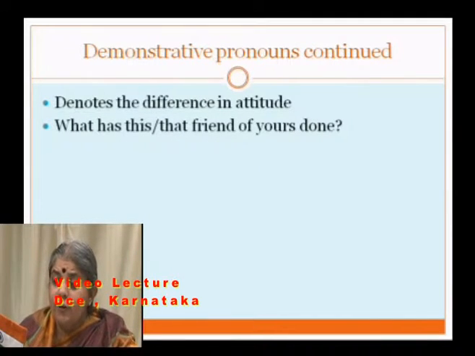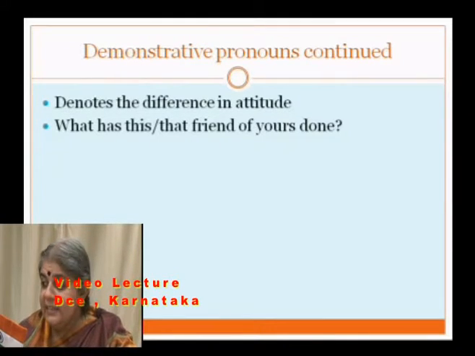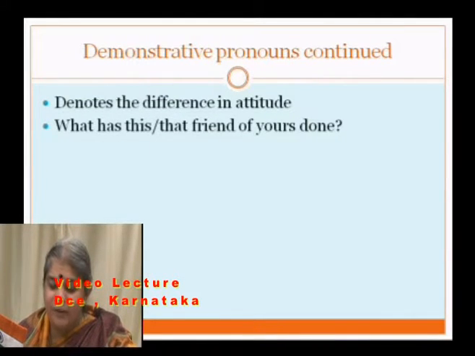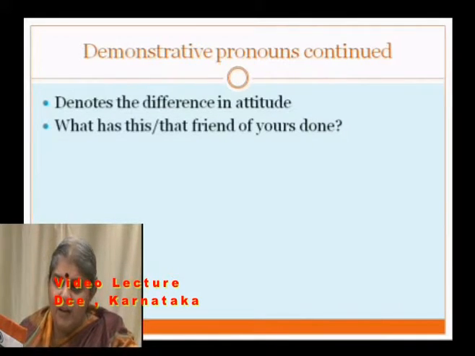It not only shows the contrast between someone or something near or someone or something distant, it also denotes the difference in attitude. As in, what has this friend of yours done? This attitude is something that you can understand. What has that friend of yours done? This is also an attitude. It reflects an attitude. When I said this friend, something near, that friend, something far.